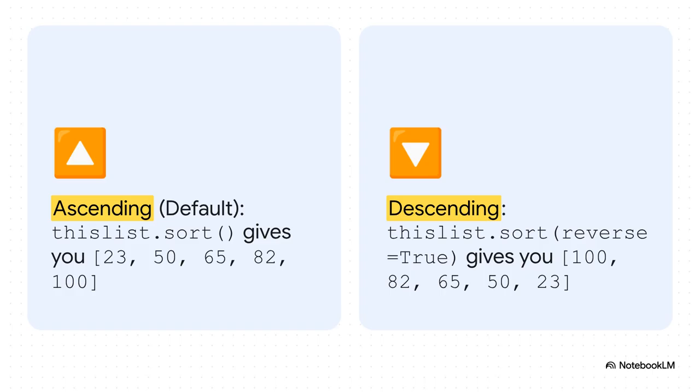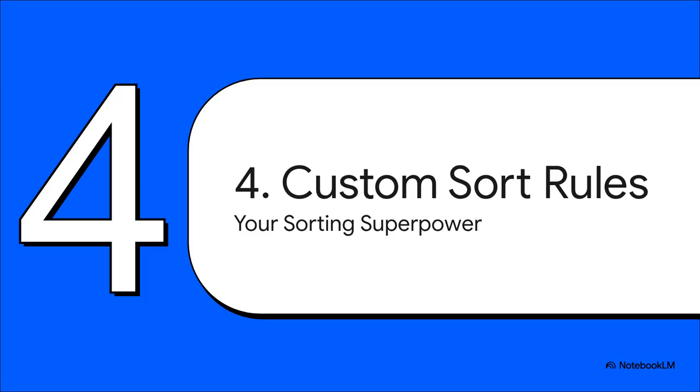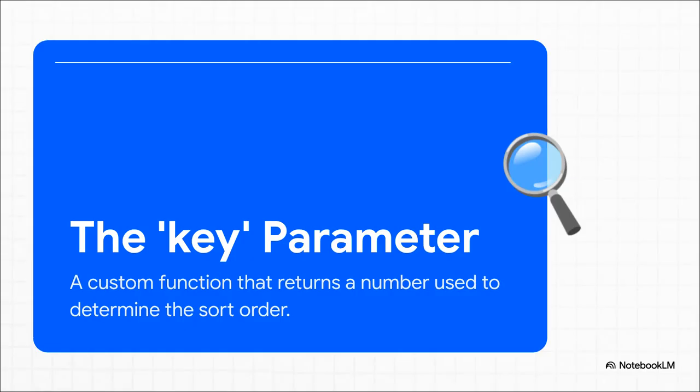Super easy. All right, this is where things get really interesting. What if sorting alphabetically or numerically just doesn't cut it? What if you need to sort by some weird custom logic? Well, welcome to your new sorting superpower. We do this using something called the key parameter. Now, think of it this way. Normally, Python sorts by looking at the items directly. With a key, you're basically giving Python a special set of instructions.